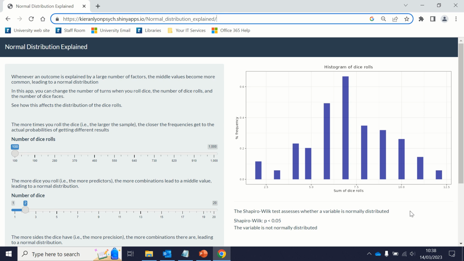And you can see it either from a histogram, or you can test for normality with the Shapiro-Wilk test. So if the p-value is less than 0.05, then the variable is not normally distributed. Here it's not normally distributed. But if it's 0.05 or above, then the variable is normally distributed.